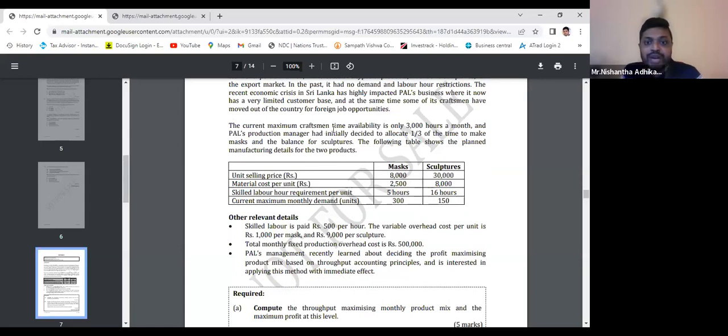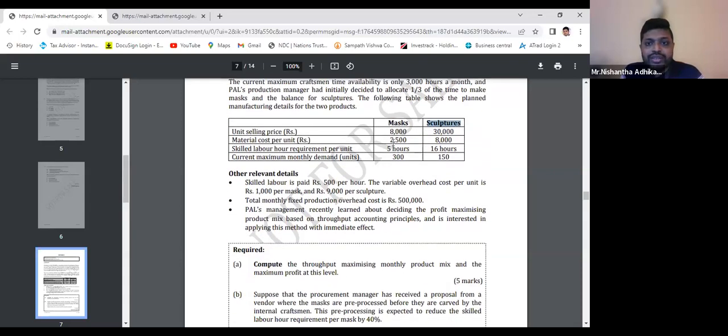The current maximum craftsman time availability is only 3,000 hours per month. That is a bottleneck resource, or limited resource. The production manager had initially decided to allocate one third of the time to make masks and the balance for the sculptures. That means 1,000 hours for masks and 2,000 hours for the sculptures. The following table shows the planned manufacturing details for the two products. Look at it: 8,000 and 30,000 are the selling prices, then material cost per unit, skilled labor hours required per unit, and current maximum monthly demand, already given.